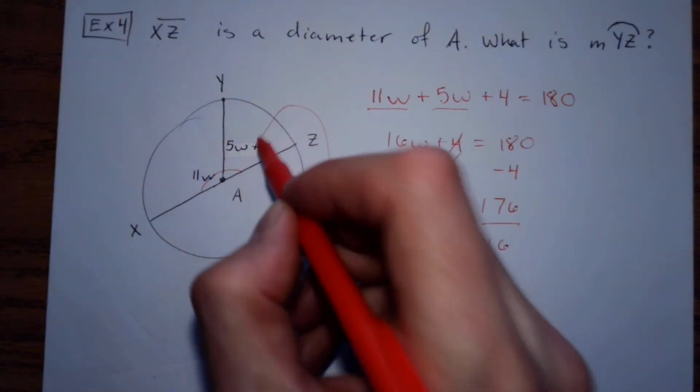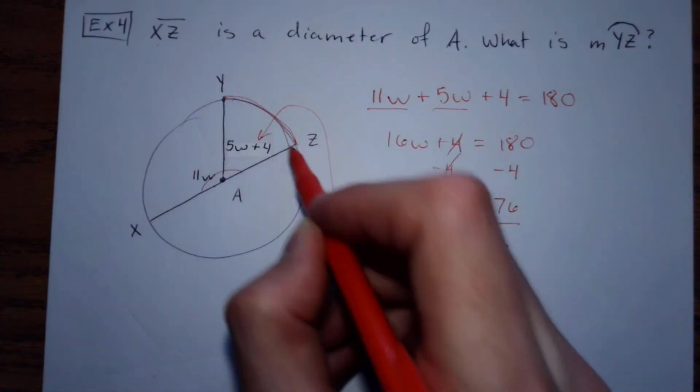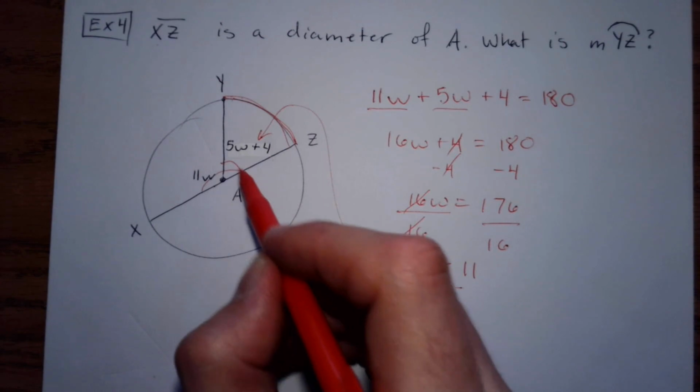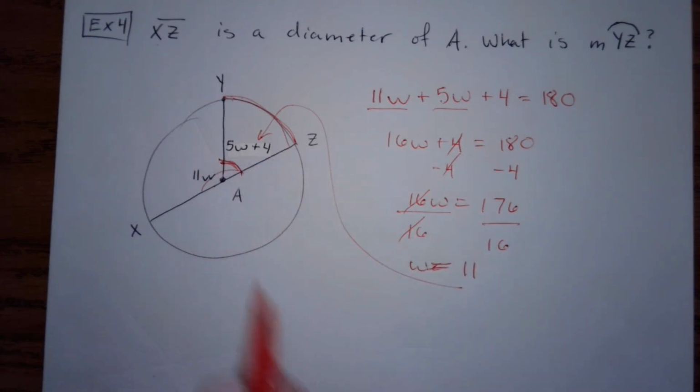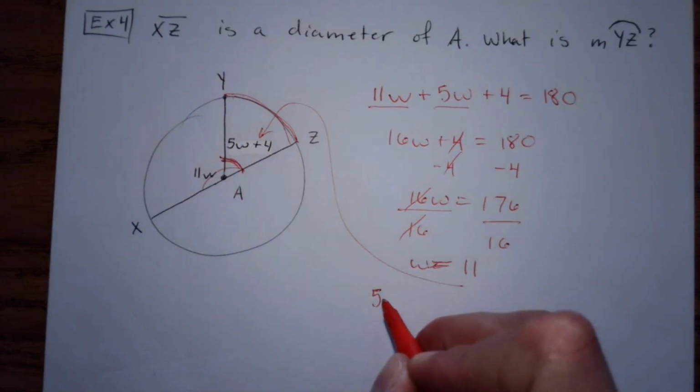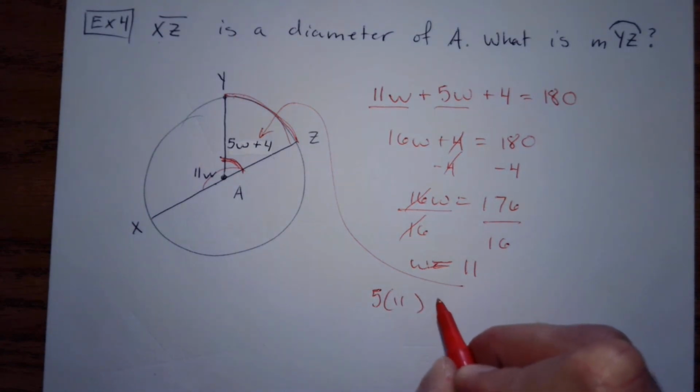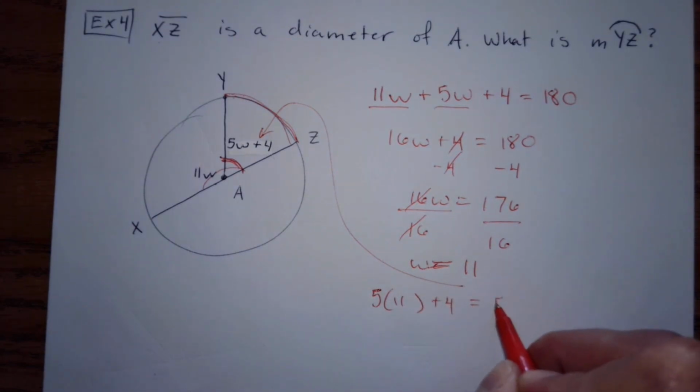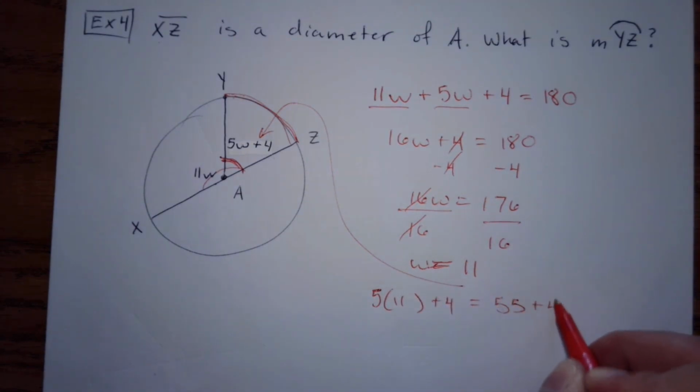But you have to plug it back in to this because we're looking for that angle, which is the same as that one. So 5 times 11 plus 4. I did 4 times 11 on accident. I meant 5.